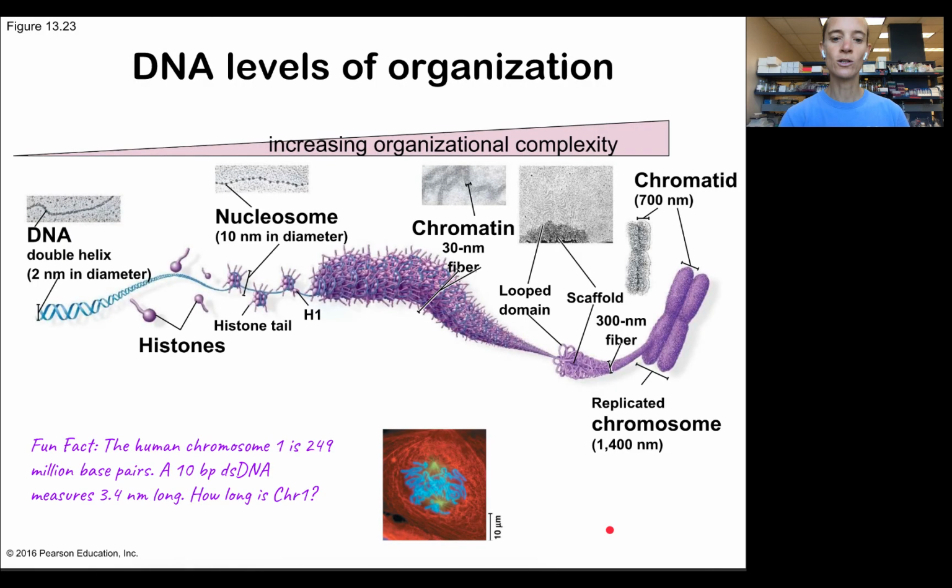We're going to talk now about the DNA levels of organization. What you need to understand is that chromosome 1, for example, of humans has 249 million base pairs, and that 10 base pairs measures 3.4 nanometers. All of these numbers might not mean much to you, but I would like to ask you, how long is chromosome 1? So try to see how you can figure out how long chromosome 1 is.